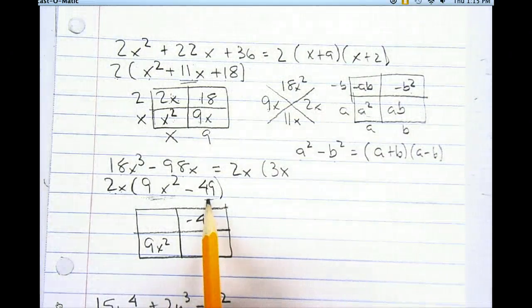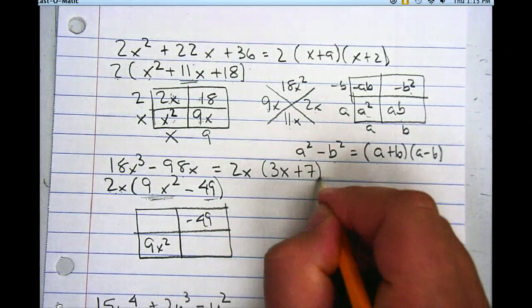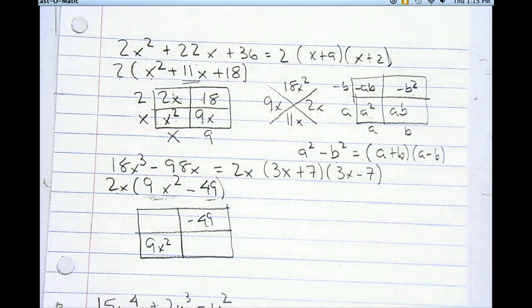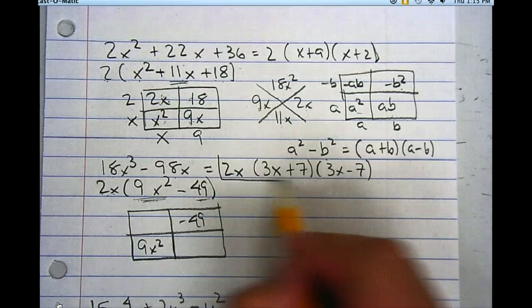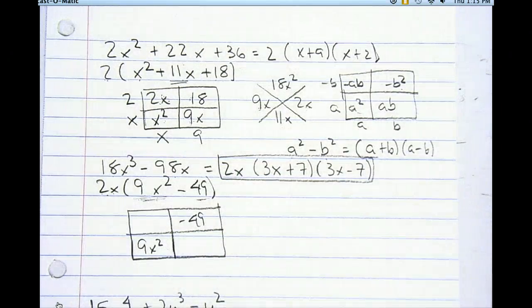And what's the square root of 49? Well, that's 7. So it's going to be 3x plus 7 times 3x minus 7. And that's that special case that we sometimes have. So I don't even have to use a generic rectangle and diamond problem to do that one. So that is how I factor 18x cubed minus 98x.